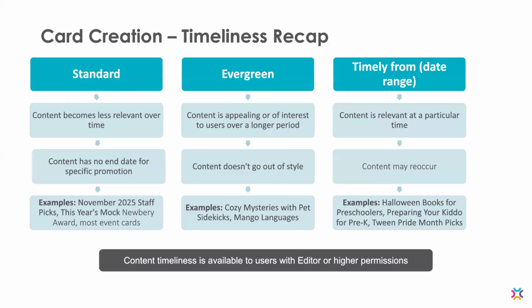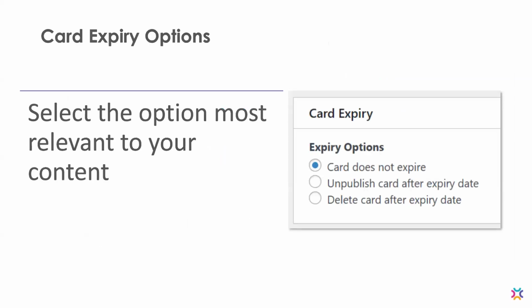So here's a real quick recap, all the info I just talked about on one page. I've also put in a couple more examples to help you think about standard, evergreen, and timely from content. Now, the other option is card expiry. You'll see card does not expire, unpublish card after expiry date, and delete card after expiry date. Event cards are slightly different because we generally expire those since we know when the event is going to end. So don't panic if you don't see one of these radio buttons. It could just be that you're looking at an event card and it has slightly different expiration options.